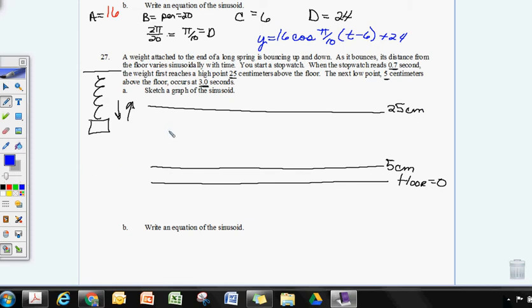So it starts out, it says the stopwatch reads 0.7 seconds when it reaches its first high point of 25. So right there is its high point.